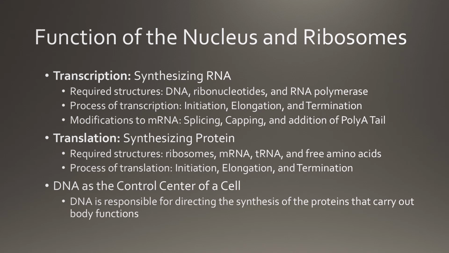Modifications to messenger RNA include splicing, which is the removal of introns or non-coding regions, and joining of exons, which are the coding regions, to form mature messenger RNA. Also capping, which is the addition of a 5 cap to the 5 end of the messenger RNA. The poly-A tail is the addition of a polyadenylated tail, or poly-A tail, to the 3 end of the messenger RNA.